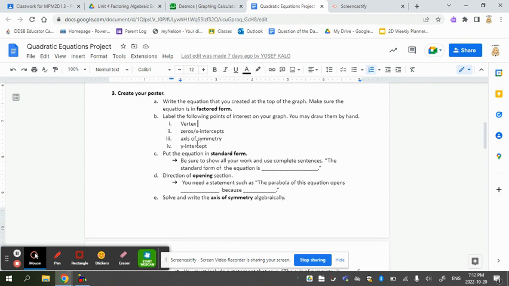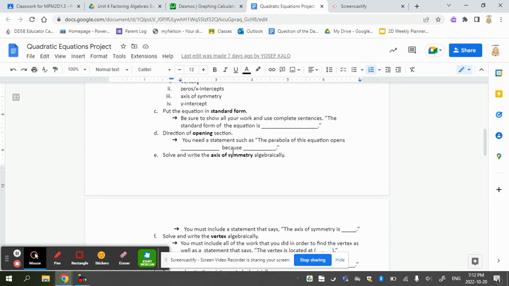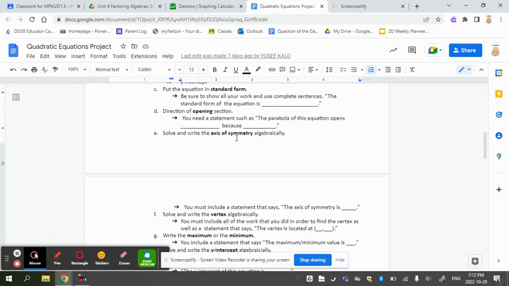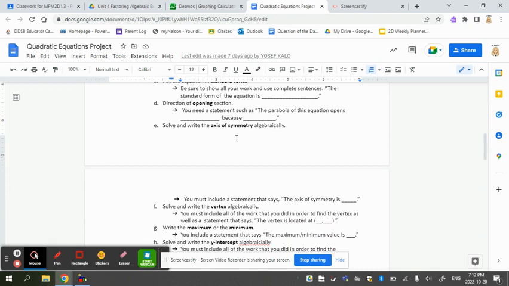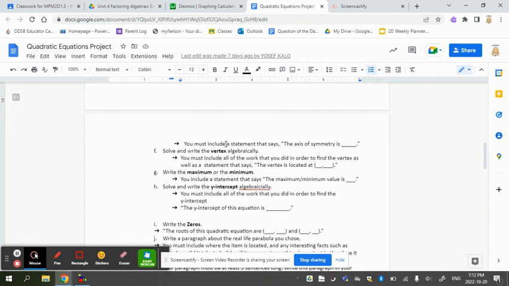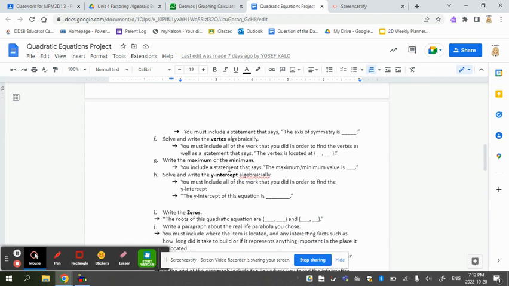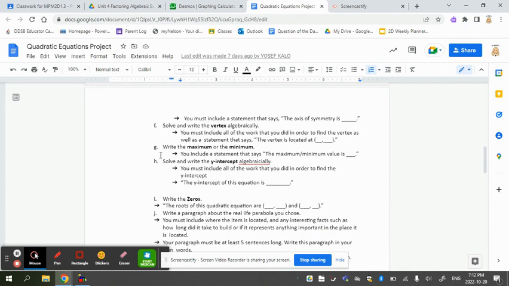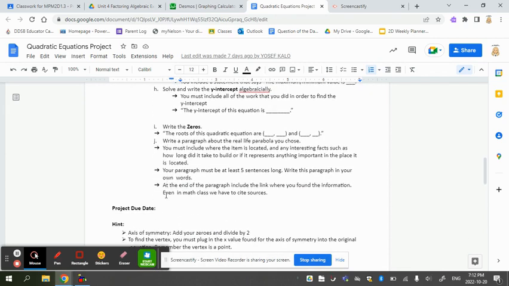Once you've done that, all around the picture on your poster, you can put the equation in standard form. You need to state direction of opening, being aware that you need to write it in a sentence. So the parabola of this equation opens up or down because blank. You need to solve and write the axis of symmetry algebraically. So using your equation, we've got to do vertex, max or min, etc. You need to make sure you are getting all of the points that's needed on there.